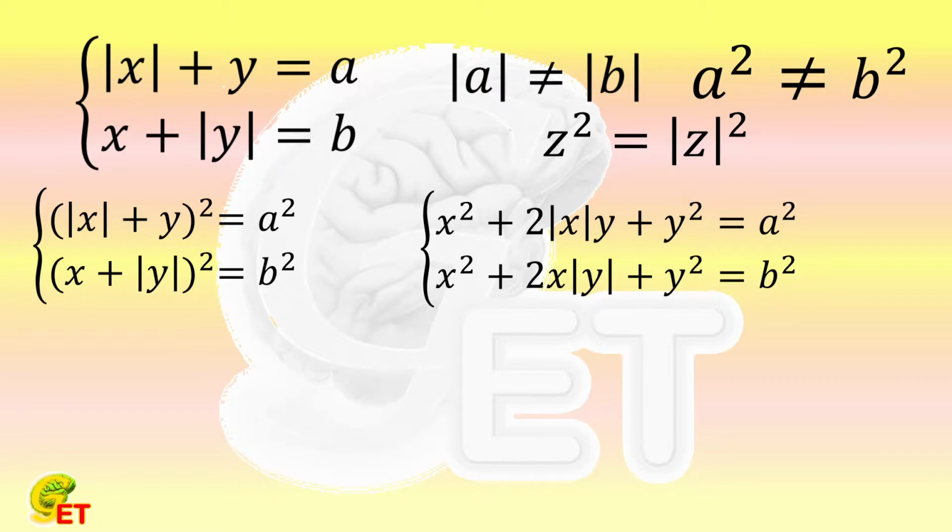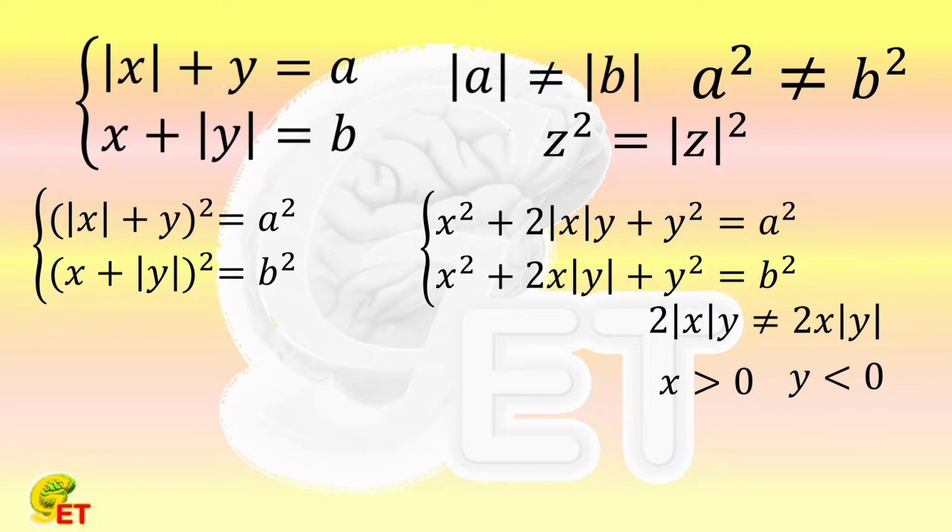The only difference between the two equations on the left sides is twice the absolute value of x times y versus twice x times the absolute value of y. If x is bigger than 0, twice the absolute value of x times y is equal to twice x times y. Then twice x times the absolute value of y cannot be equal to twice x times y. So y must be smaller than 0. In the same way, if y is bigger than 0, x must be smaller than 0.